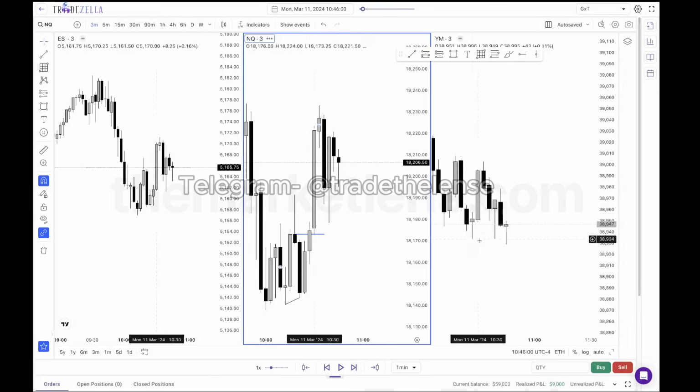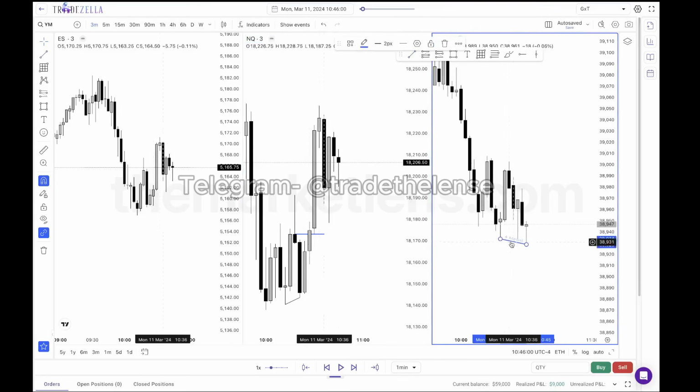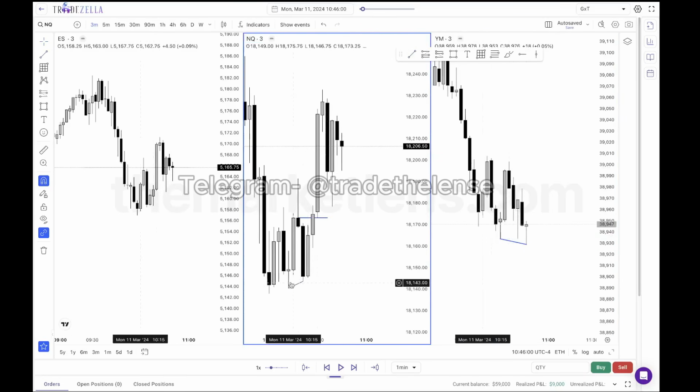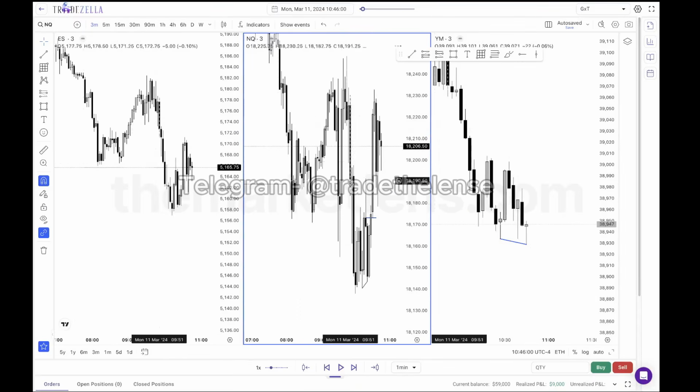Okay, so boom. Y'all see this SMT? So this is really good. Y'all see this SMT, how it's spaced out? So you see how this asset just took the low? And look how far away from that low we are. This is a really good sign. So really you can long either of these assets.